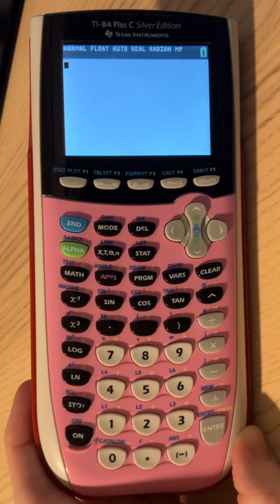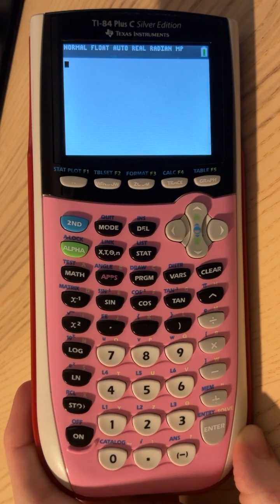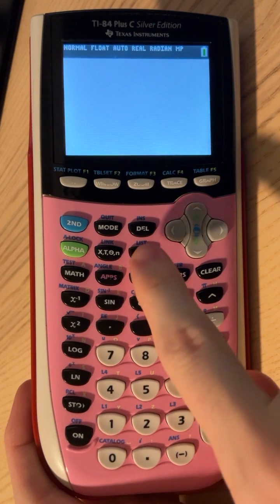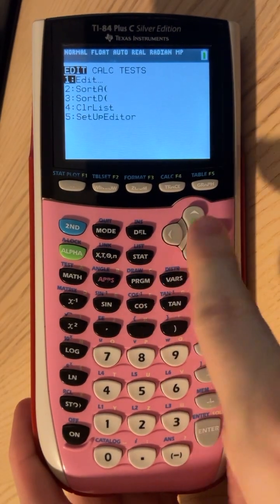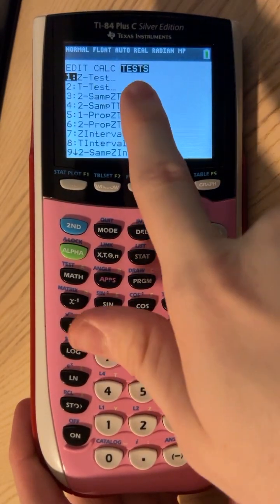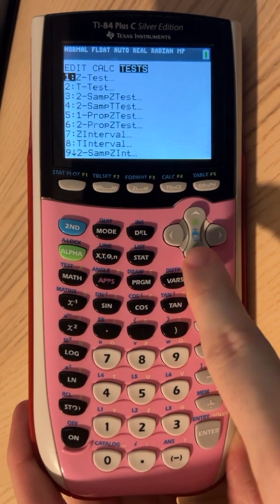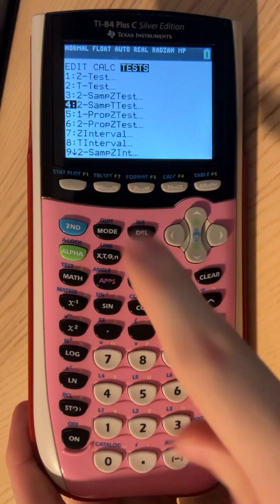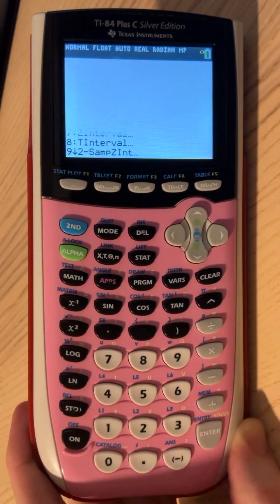Here is how to do a hypothesis test for a difference in means of independent populations, two independent populations, on the TI-84 calculator. First, we'll go into Stat, and we'll use the arrow buttons to navigate over to the Tests tab, and then we'll go down to the two-sample t-test, which is option number 4, and we'll hit Enter.